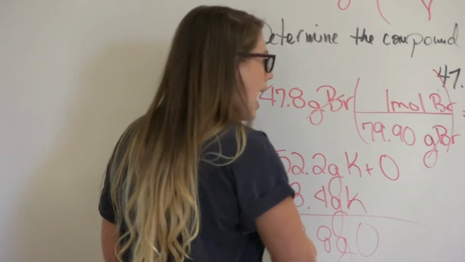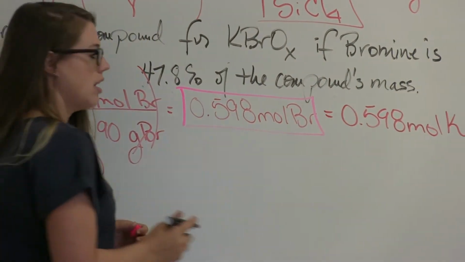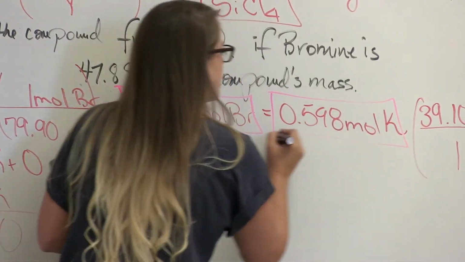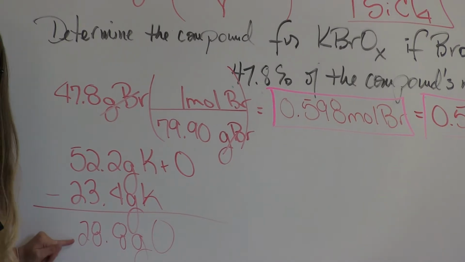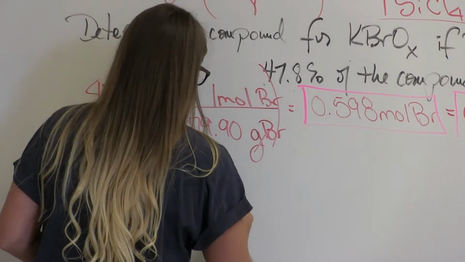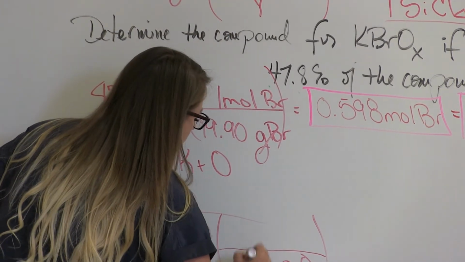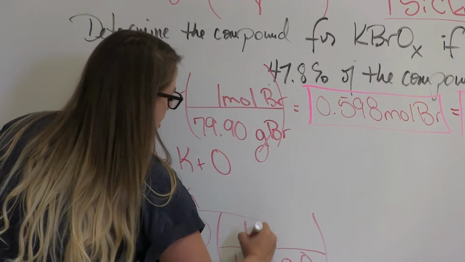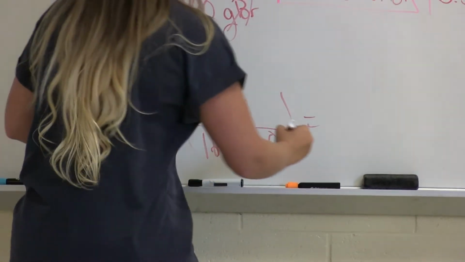Okay, so we know for empirical formula we need to get everything in moles. So let's look at what we have right now. We've got 0.598 moles of bromine. I've got 0.598 moles of potassium. Only thing I'm missing is moles of oxygen. But I now have the mass of oxygen. So we can solve for that. So let's convert this into moles of oxygen. Grams of oxygen goes in the bottom. You've got 16 grams is to 1 mole. We punch that into our calculator. We get 1.80 moles of oxygen.